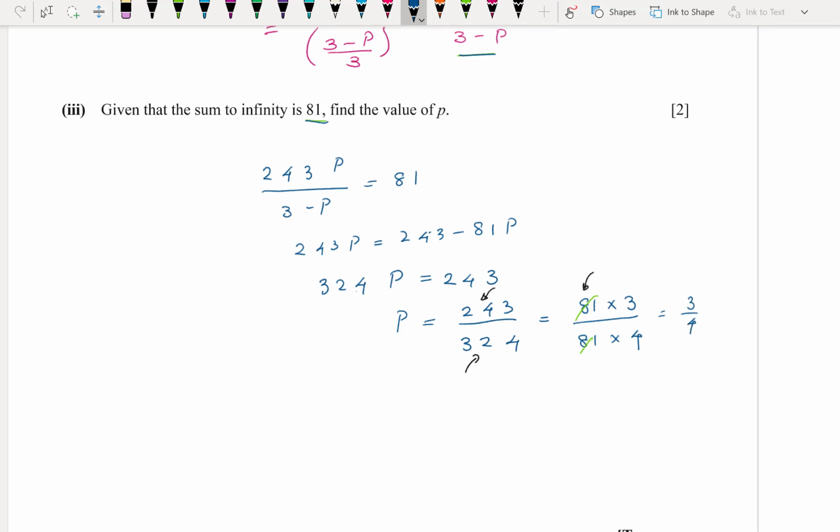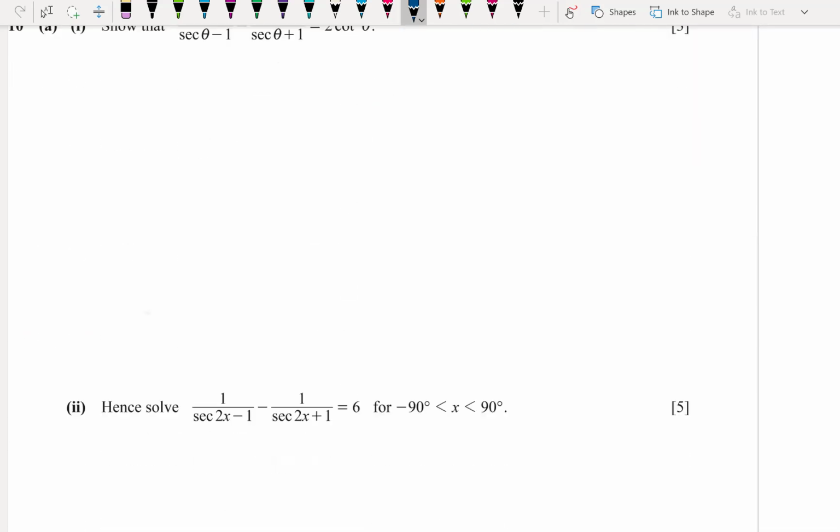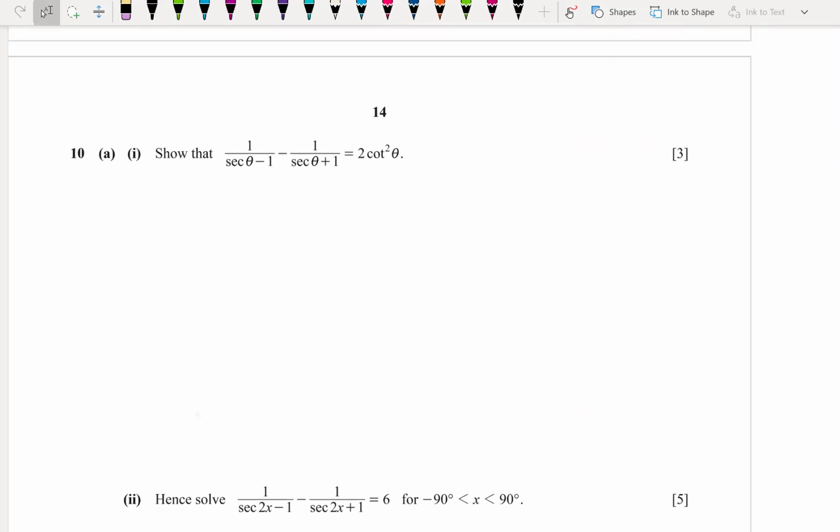That's the answer to the question. Done. So shall we move on to the next question? Yes. Okay. Have a look at this question and you tell me what is the insight that you want to use to solve this question.